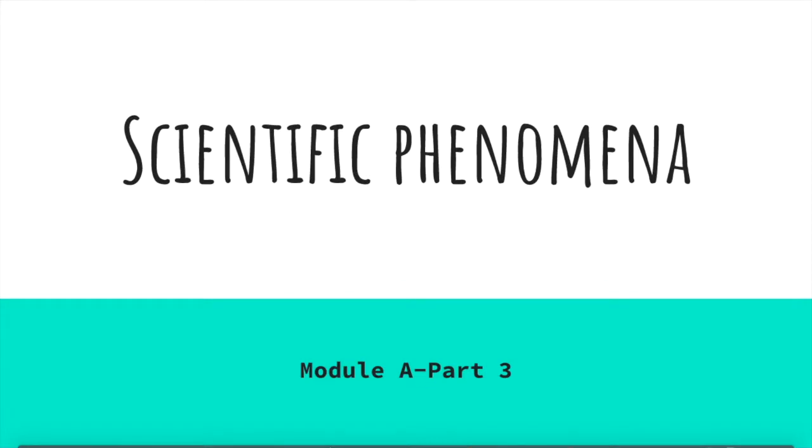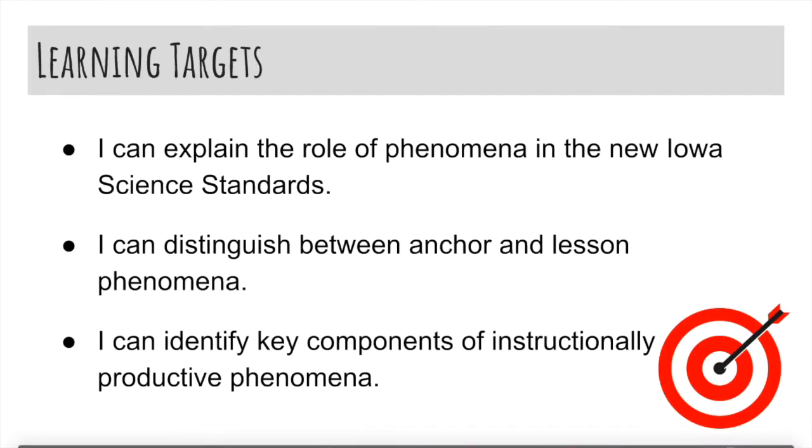Scientific Phenomena, Module A, Part 3. The learning targets for this portion will be: I can explain the role of phenomena in the new Iowa Core Science Standards. I can distinguish between anchor and lesson phenomena. And lastly, I can identify key components of instructionally productive phenomena.